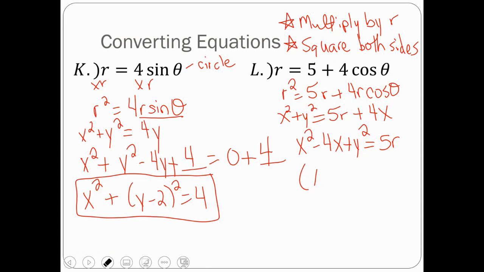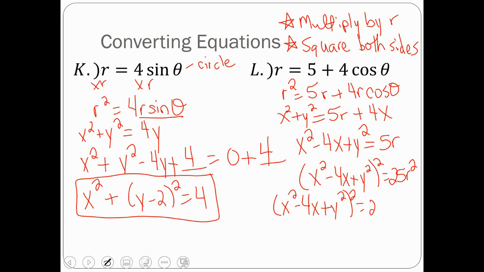You're enjoying my straight lines that drive me crazy. X squared minus 4x plus y squared, squared, equals 25r squared. And now r squared can change into x squared plus y squared. This 25 can either be on the other side or this side. There's no nice, pretty rectangular format for this equation. So there's a lot of different ways you can write your answers, but this would probably be the simplest, maybe moving the 25 over to the other side. It doesn't really matter where that 25 is at.